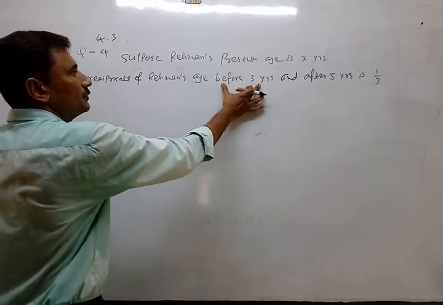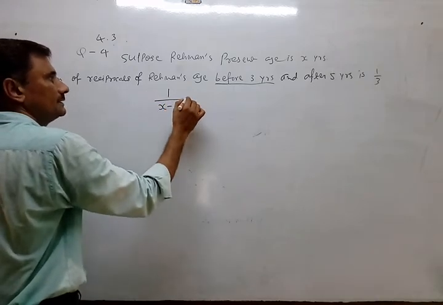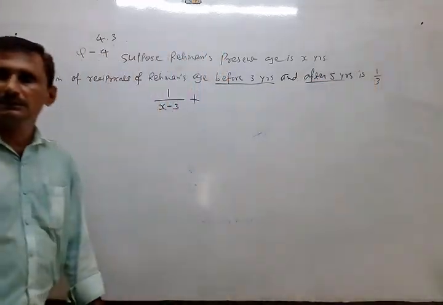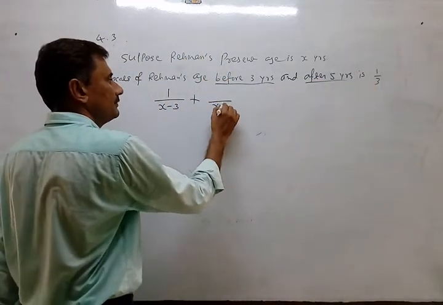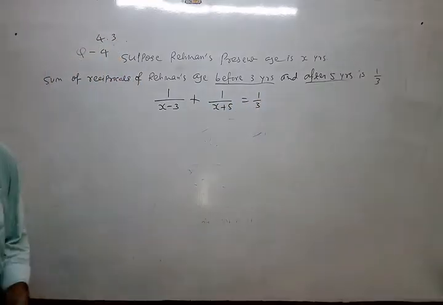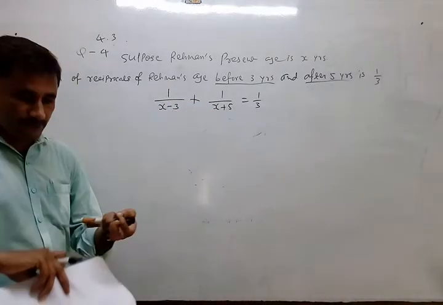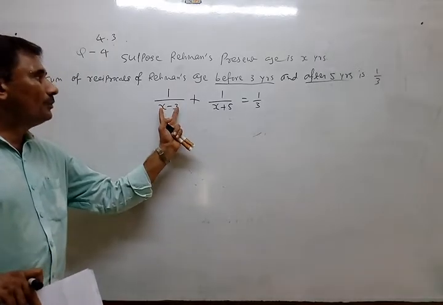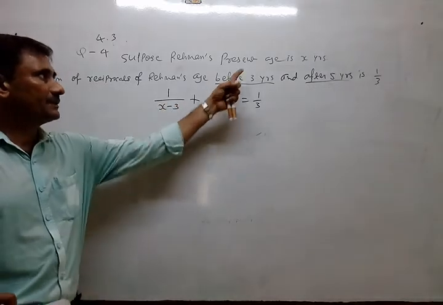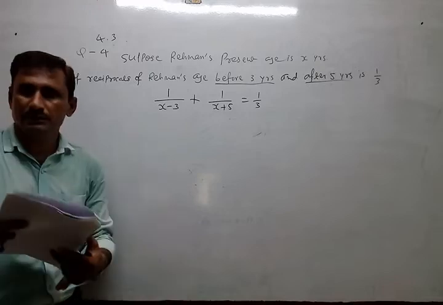But what will be the age before 3 years? x minus 3. So the reciprocal of x minus 3 plus, because sum is there, after 5 years means x plus 5, but in the denominator, equal to 1 by 3. Understand? Sum of reciprocals. Reciprocal means 1 upon something, of the age of Riemann before 3 years and after 5 years. So x minus 3, x plus 5, because we always suppose present age, not of past, not of future.